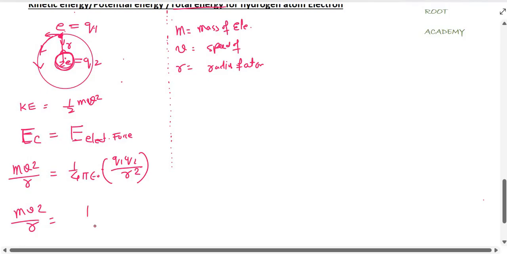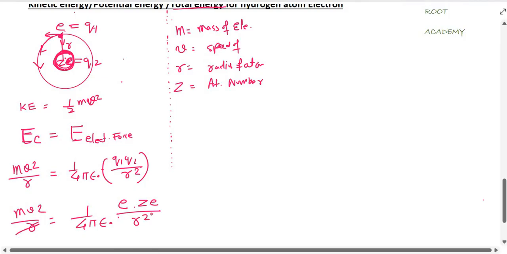mv square by r equals 1 upon 4 pi epsilon naught, q1 is E, q2 is ZE. q2 is the total charge in the nucleus. Total charge in the nucleus is the number of protons into E, correct? So what is Z here? Z here is the atomic number, which tells how many protons are there. And each proton has charge E. The total charge will be Z into E.